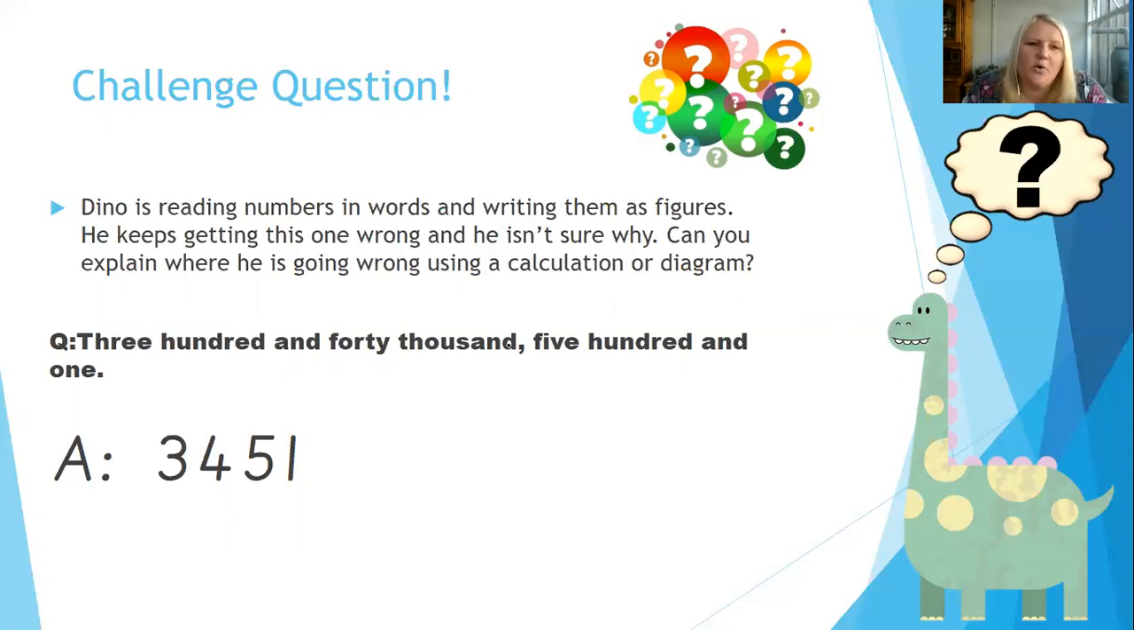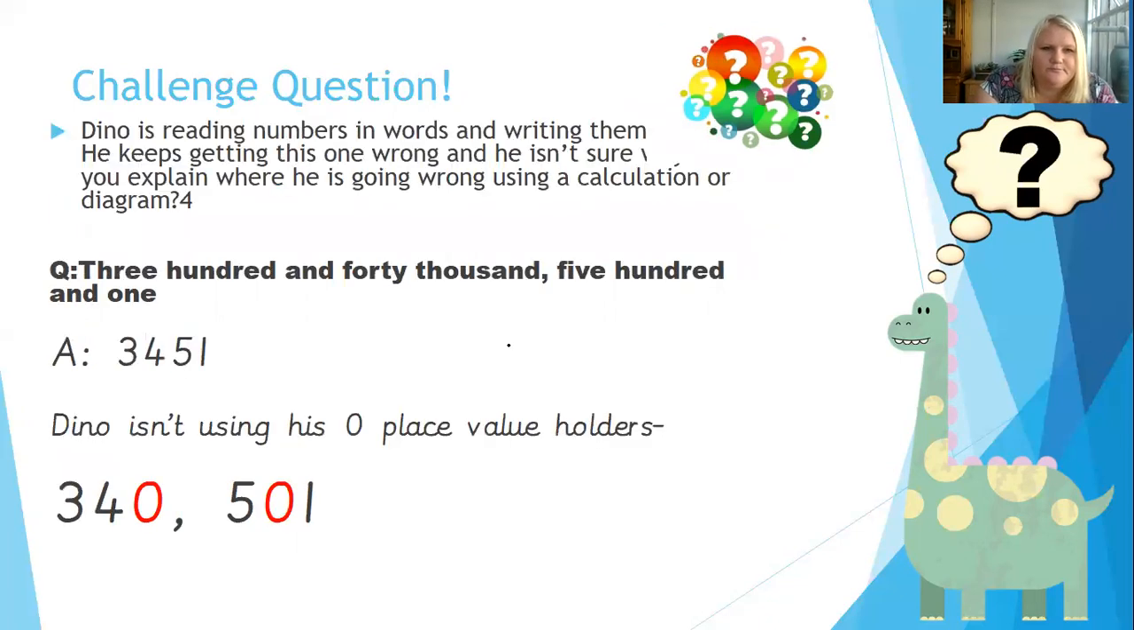Okay, hopefully you've unpaused and you want to see what the answer is to the challenge question, that you've done a calculation or written some numbers down to show me where he's gone wrong. So Dino isn't using his place value holders. Oh dear, Dino. So what he should be doing is putting 340, because it's 340,000 and 501, not 51.